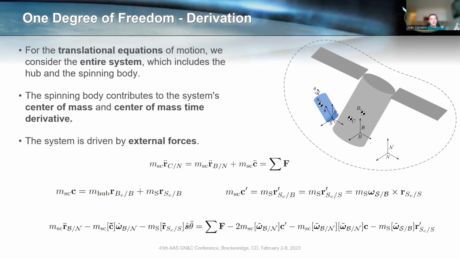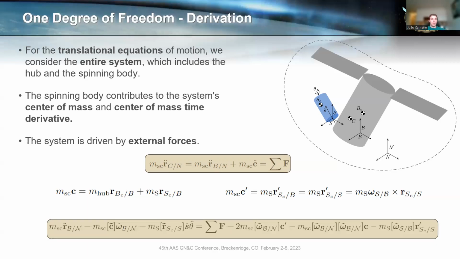So here are some of the equations that we use. I won't go into too much detail, but I just wanted to point out that we always start from fundamental principles. So here we're just starting with F equals ma, Newton's second law. And then after applying all the contributions from the hub and the spinning body and writing that in a compact form, we actually arrive at the translation equations of motion. So that's 3 degrees of freedom out, the position and velocity.